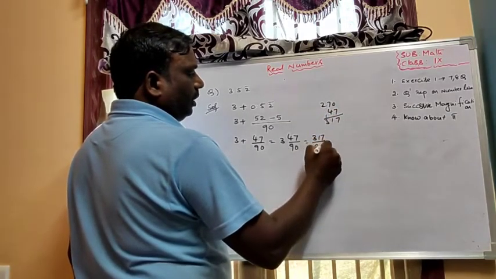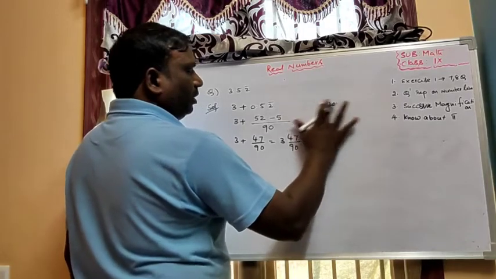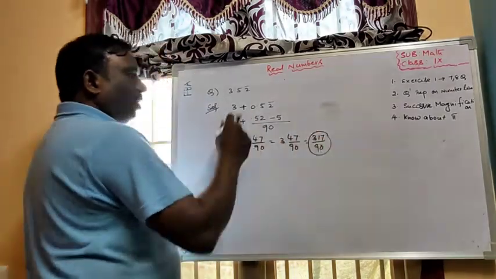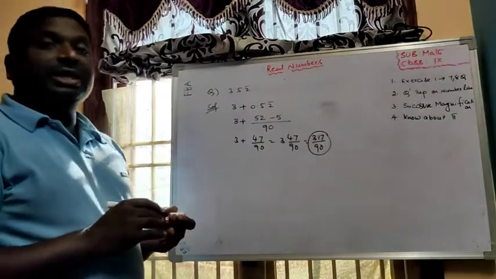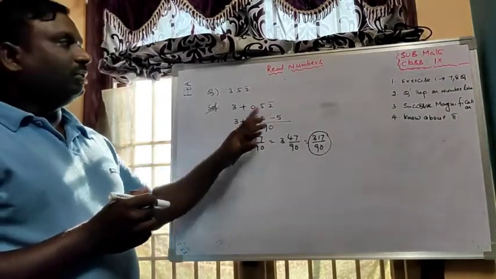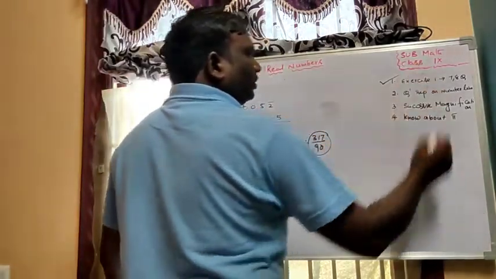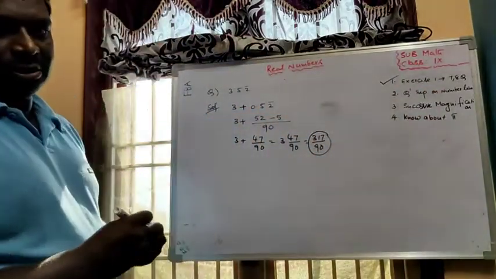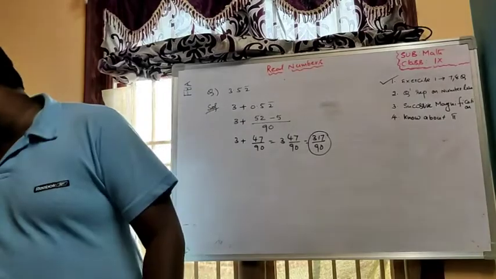317 by 90. This is a P by Q form of a mixed recurring decimal. In this way you can do the solutions of the first exercise of 7th main and 8th main questions. Okay, hope you understand this method.